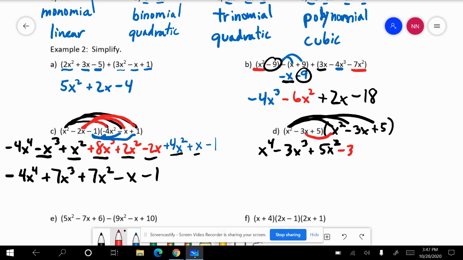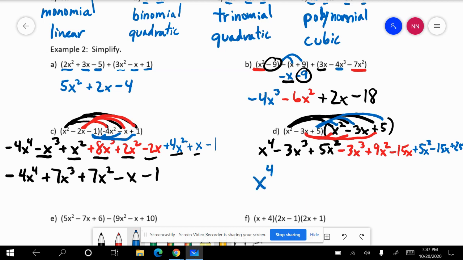So negative 3x to the 3rd, positive 9x squared, and then negative 15x. Then I'm going to take my last one. That gives me 5x squared. Then I have negative 15x. And I have plus 25.